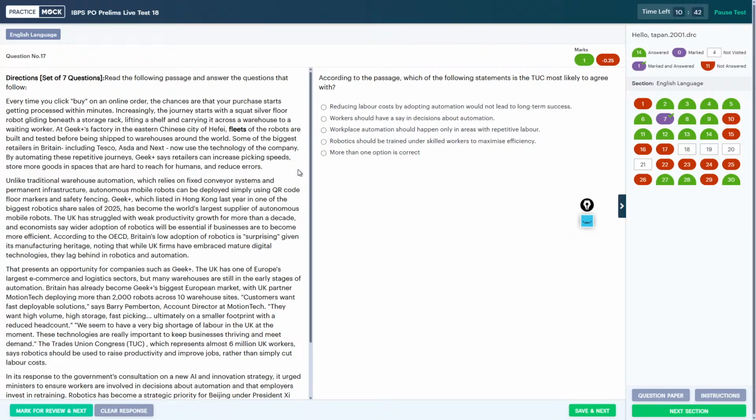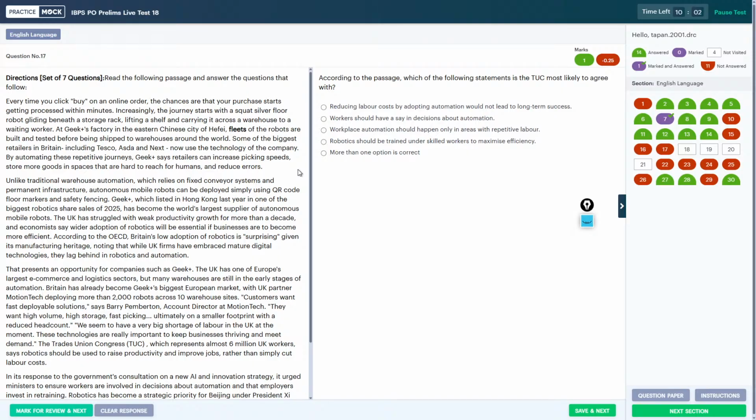The UK has one of Europe's largest e-commerce and logistics sectors, but many warehouses are still in the early stages of automation. Britain has already become Geek Plus's biggest European market, with UK partner Motion Tech deploying more than 2,000 robots across 10 warehouse sites. Customers want fast deployable solutions, says Barry Pemberton, account director at Motion Tech. They want high volume, high storage, fast picking, ultimately on a smaller footprint with a reduced headcount.